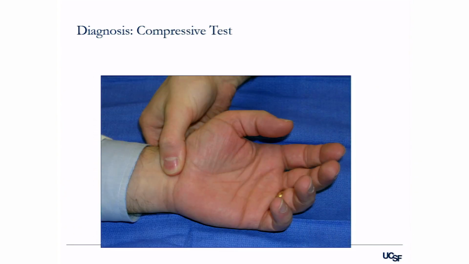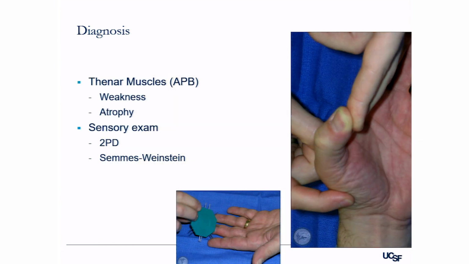The compression test, so here's the good news. This is actually the best test to do. All you're doing is pushing right over the median nerve. So this is the most sensitive test to do, and it's literally just pressure right over the carpal tunnel, and it reproduces their symptoms. Looking at the muscle, what you're doing is you're looking for thenar atrophy.